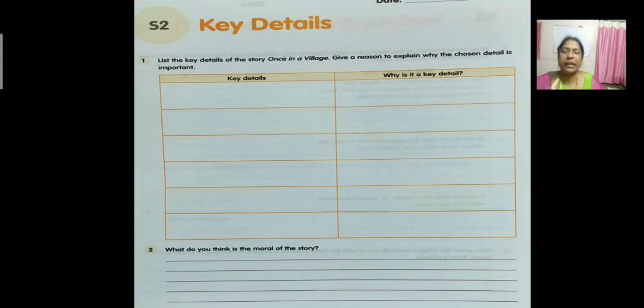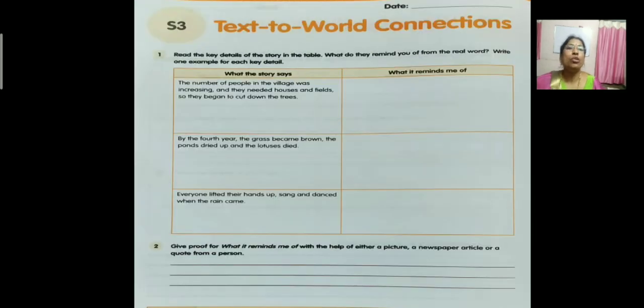Now you see the second question, children. What do you think is the moral of the story? Very good. The moral of the story is that we should not harm others. Or you can also write that the story teaches us that we should not cut down trees carelessly. Is this clear, children? Have you all understood? Now, shall we move on to the next one?